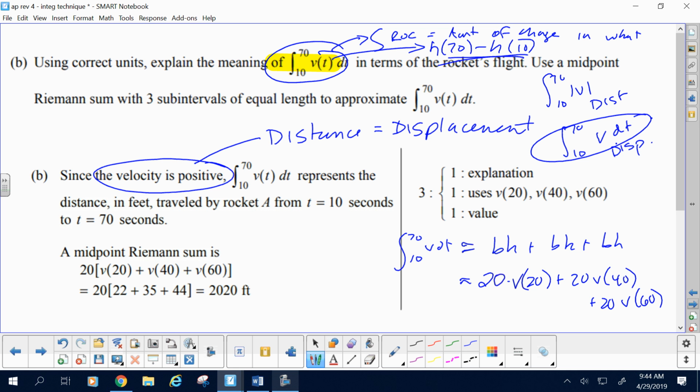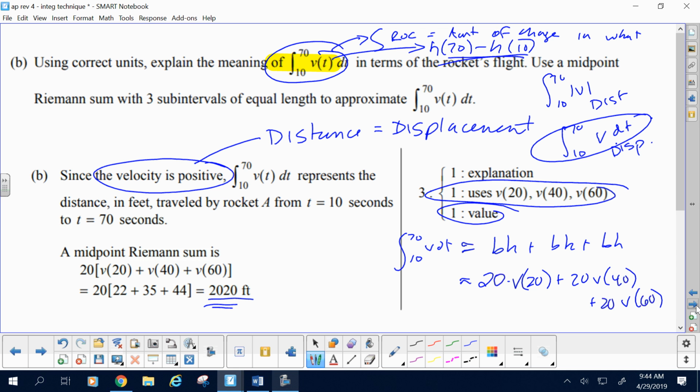And that gets your estimate of 2,020 feet. If in your work you clearly used V at 20, V at 40, V at 60, then you get the idea of a midpoint. You get that point. And then one point is for actually getting the answer, the base times the height.